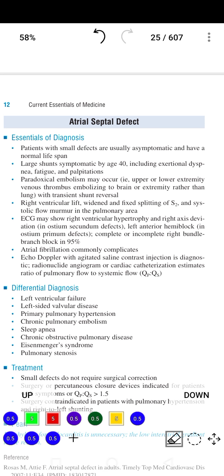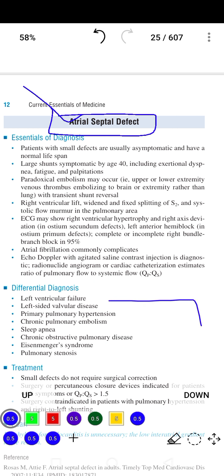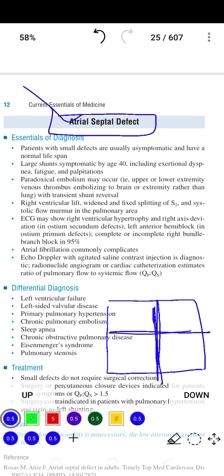Welcome in the short review of cardiology. Now we are going to discuss atrial septal defect. Atrial septal defect is the disease in which there is a defect in the septum, the interatrial septum.